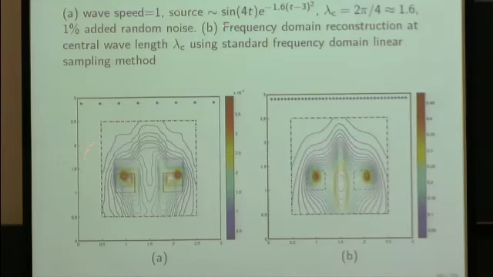The pulse in the time domain has a certain central frequency, which is about 1.6, and the frequency domain reconstruction is at the central frequency. These blue dots indicate where the sources and receivers are. You see there are many more in the frequency domain reconstruction than in the time domain reconstruction.